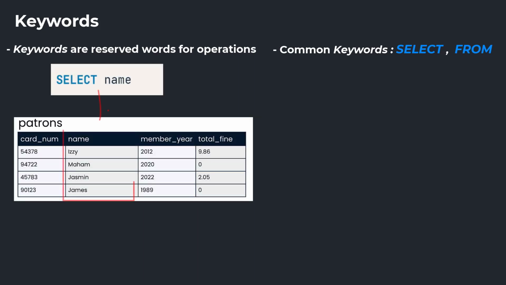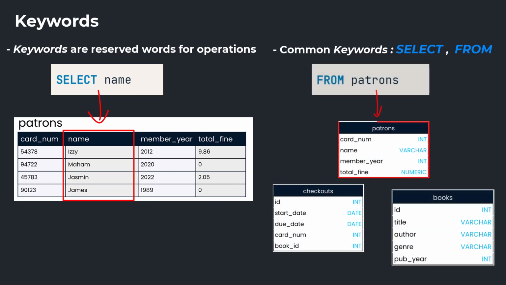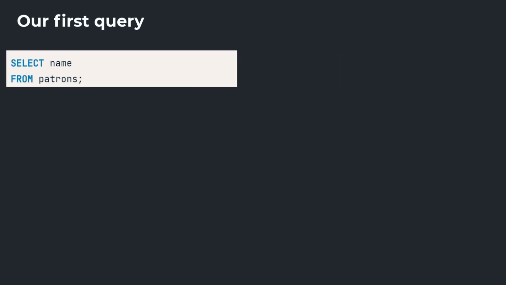Perhaps we'd like a list of every patron our library has. The select keyword indicates which fields should be selected. In this case, the name field. The from keyword indicates the table in which these fields are located. In this case, the patrons table. Let's put these parts together.